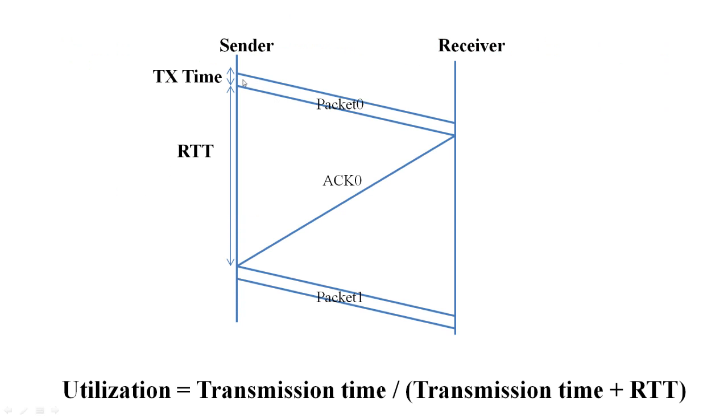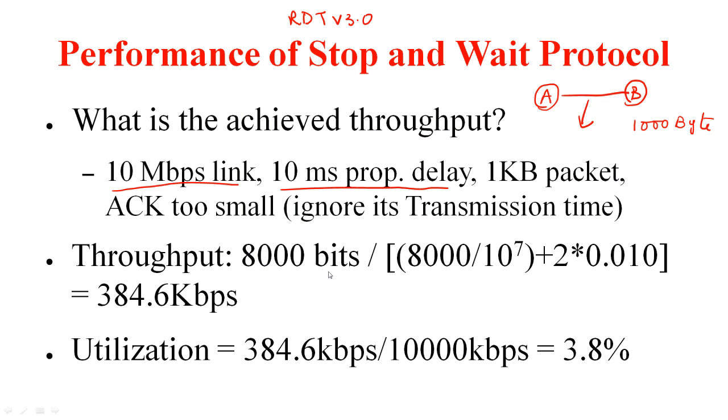So in stop and wait protocol, you transmit the packet. Now this packet has to go to the other end, then the ACK has to come. So basically you're sending one packet in this much duration. So it's one packet every transmission time plus round trip time. This round trip time is nothing but twice the propagation delay. So if you plug in the values here, you're basically sending 8000 bits over, this is the transmission time, plus twice the propagation delay. Everything I've converted into seconds. So this, if you do the calculations, turns out to be 384.6 kbps.